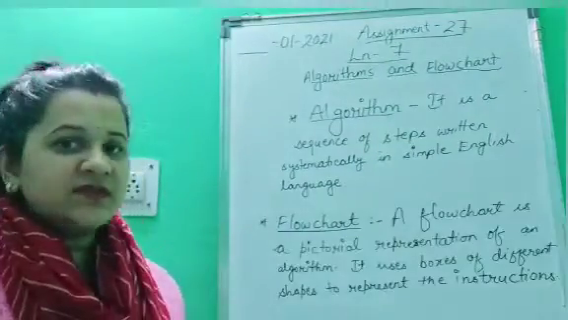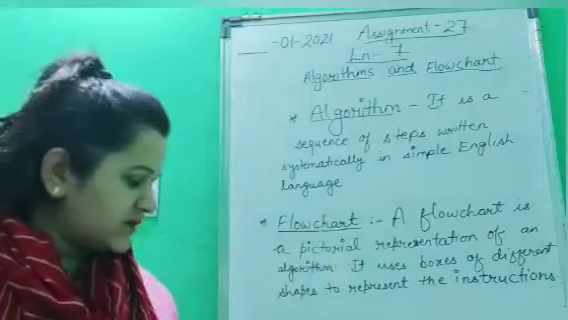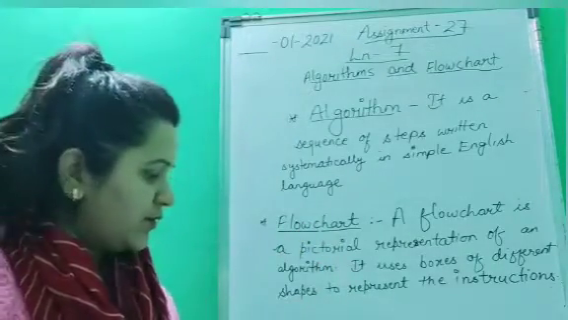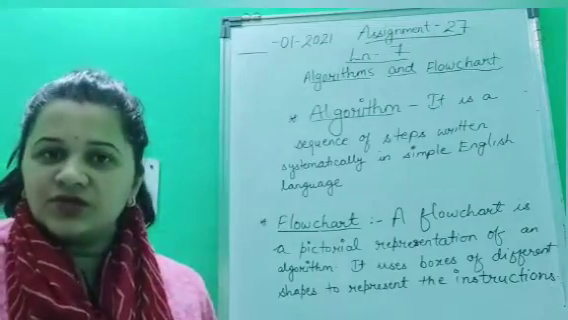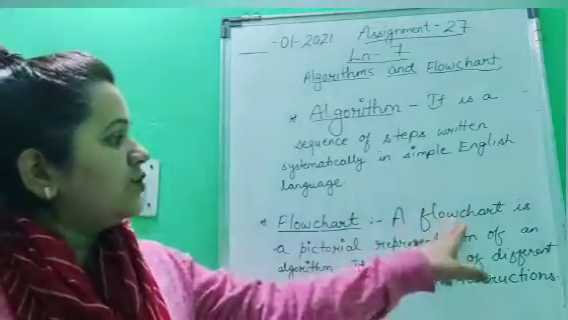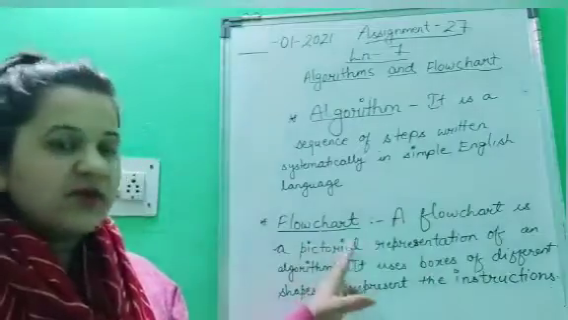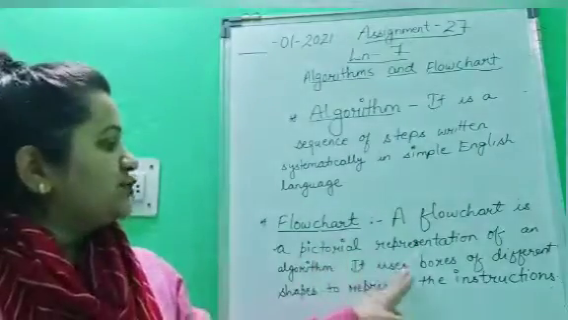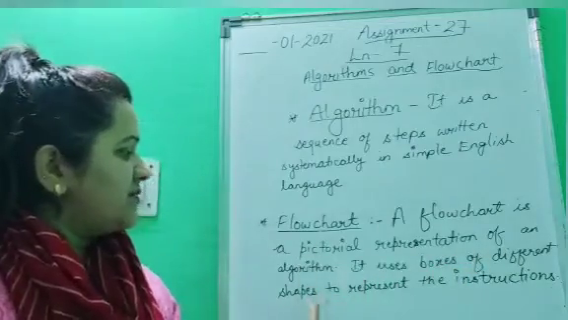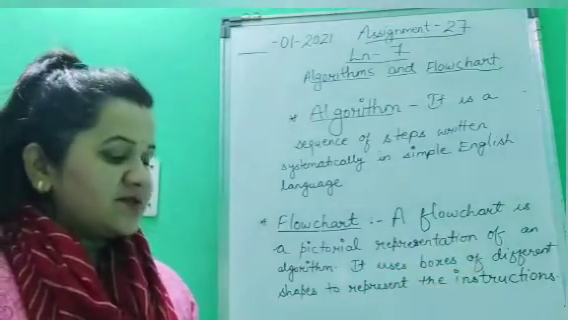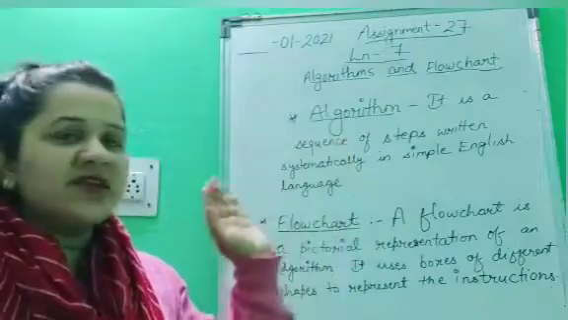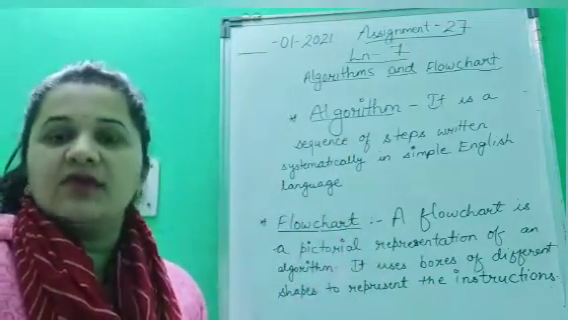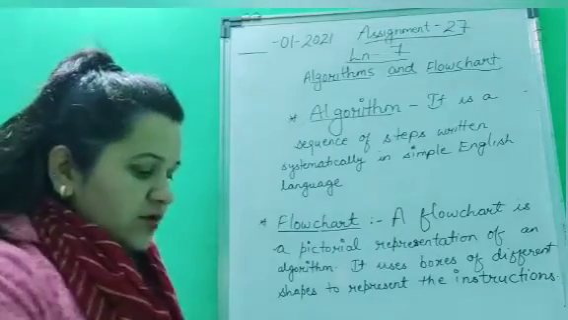We continue with the next topic, that is flowchart, and it is given on page number 128 in your book. Okay. So children, what is a flowchart? A flowchart is a pictorial representation of an algorithm. It uses boxes of different shapes to represent the instructions. Now children, algorithms are simply the steps written in English language, but a flowchart is the pictorial representation of an algorithm.